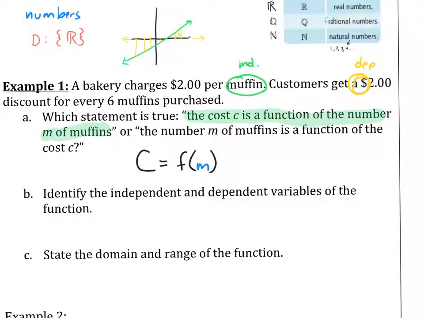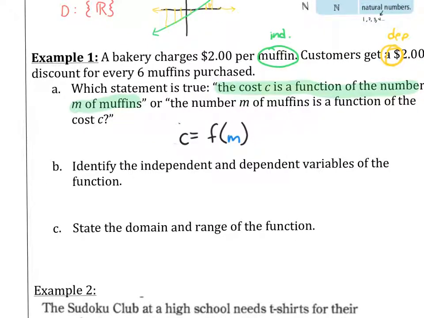Oh, actually they had a lowercase c there. Since it's already lowercase, let me go ahead and be consistent. And there we go. So the number of muffins is independent, so it goes into the function, and then the cost comes out like that. All right, well, that actually answers our B. B and A are very intricately linked, so we already know which one's independent. The independent was the M, and the dependent was the cost there.